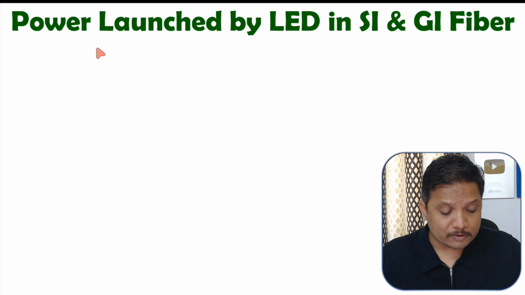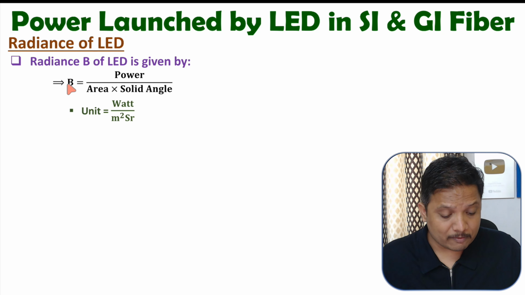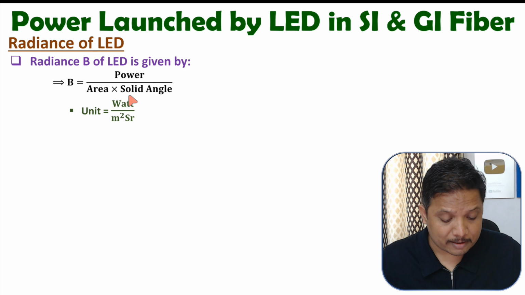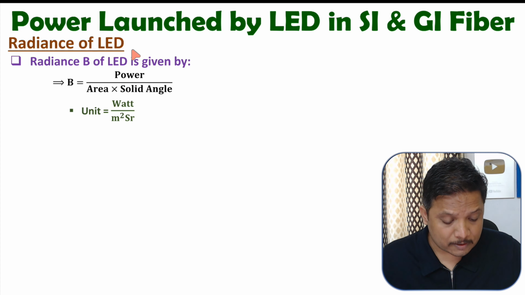First of all, you need to understand what is the radiance of LED. Based on radiance, one can calculate power launched by LED inside step index and graded index fiber. One should know radiance is power per area per solid angle. So radiance is power emitted by a given light source per area per solid angle. The unit of radiance is watt per meter square steradian. Area unit is meter square and solid angle unit is steradian.